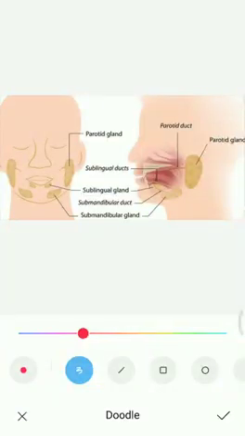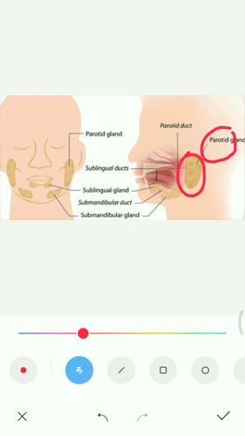The digestive system includes several glands, and these glands help in the purpose of digestion. We will start with the salivary glands and their functions. There are three pairs of salivary glands. The parotid gland is one of them, and it is the largest of all the salivary glands. You can see the size, it is way larger compared to all the other glands.